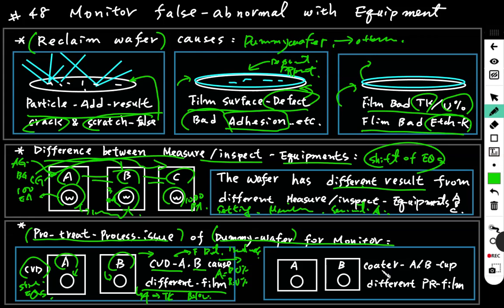And we also get the same condition with the coater. Coater A cup and coater B cup, even though they are the same equipment, still cause different photoresist films for the monitor. So we can set up the A cup to be responsible for monitoring group A and the B cup for monitoring group B, using the compared data to verify the monitored equipment condition. Okay, see you next time.